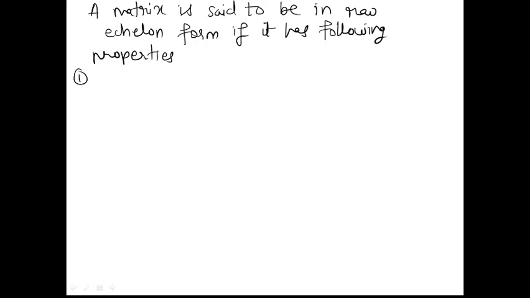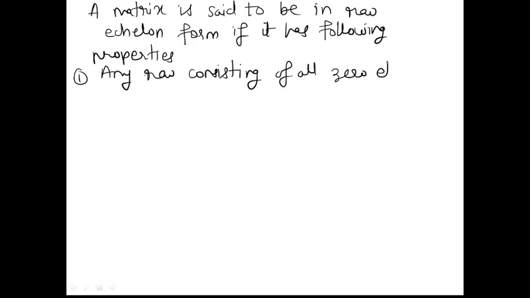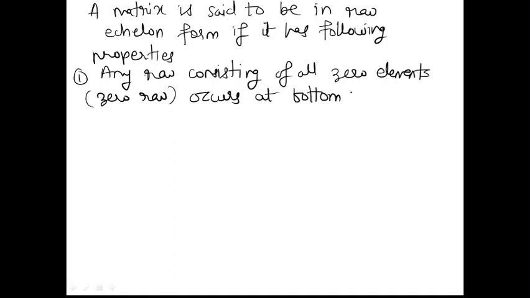First of all, any row consisting entirely of 0, any row consisting of all 0 elements, which we called a 0 row, must occur at the bottom of the matrix. So this is the first condition.